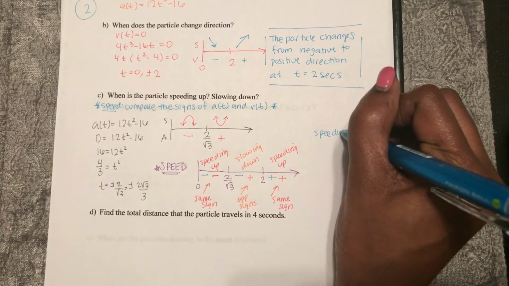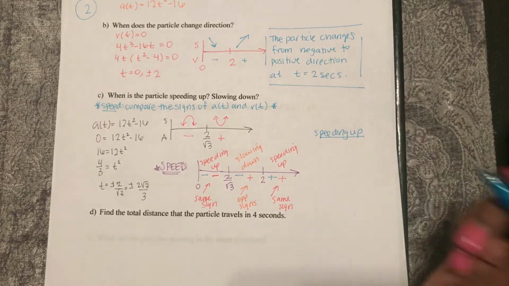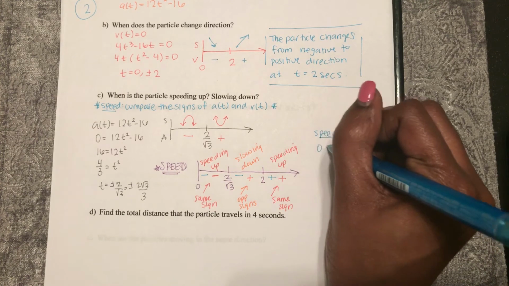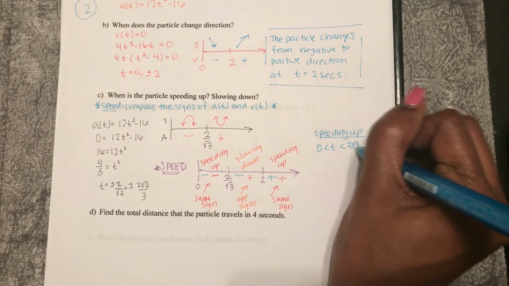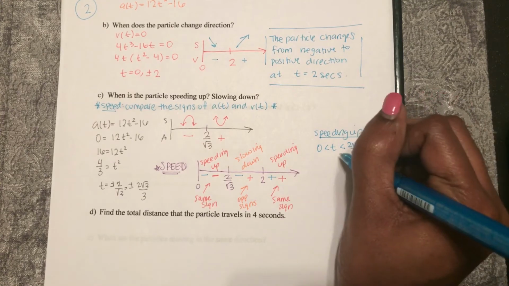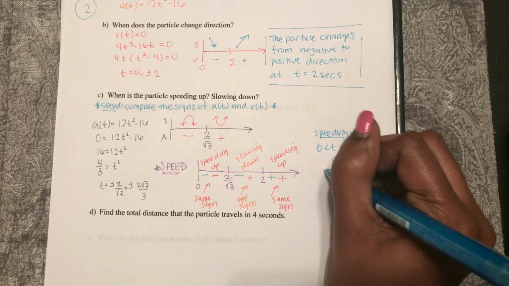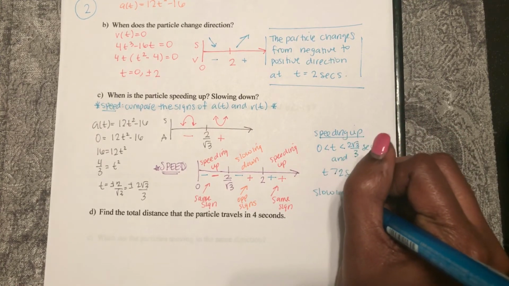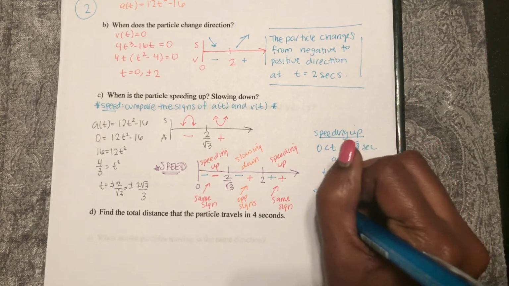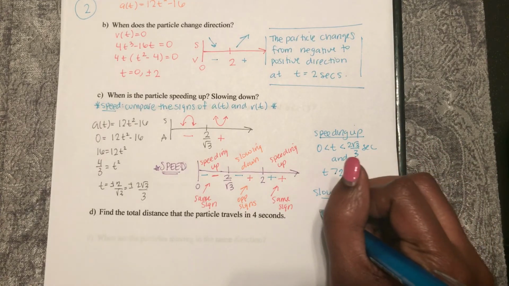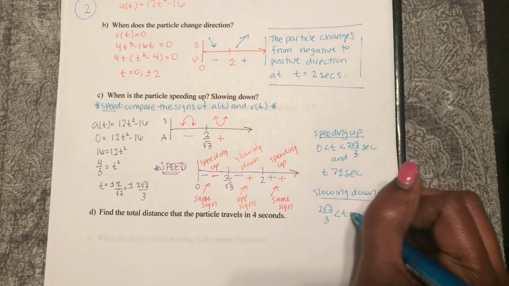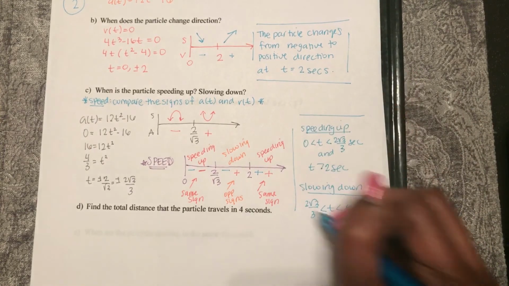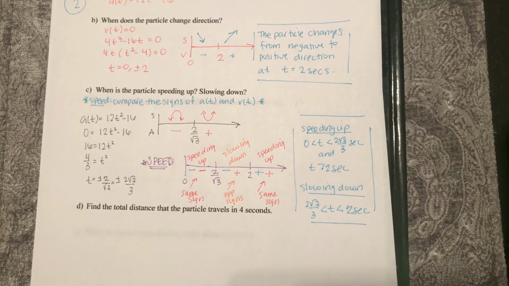So our particle is speeding up over the interval 0 is less than t is less than 2 square root 3 over 3 seconds, and t is greater than 2 seconds, and our particle is slowing down on the interval 2 square root 3 over 3 is less than t is less than 2 seconds. I did a little shorthand there because I was running out of space.